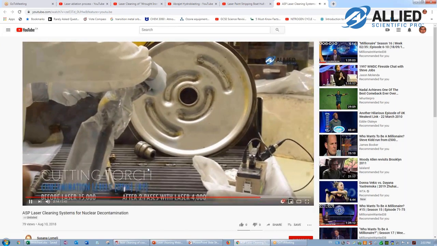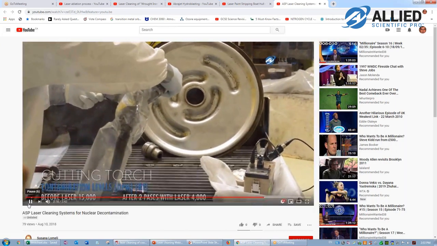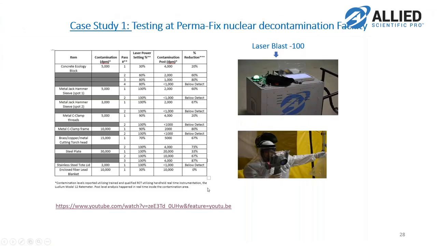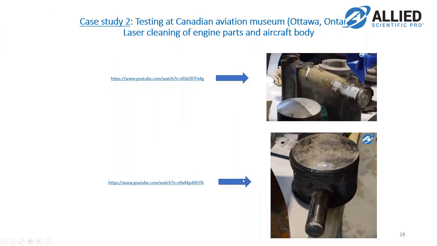Cutting torch. So basically, I'm just going to move on because I want to show the other videos. There's the testing at the Canadian Aviation Museum in Ottawa, Ontario, where you can see these engine parts of aircraft that are contaminated with soot and grease and oil, and they're being cleaned. So here is an example.